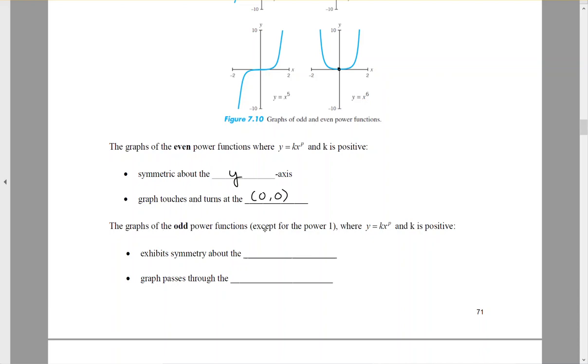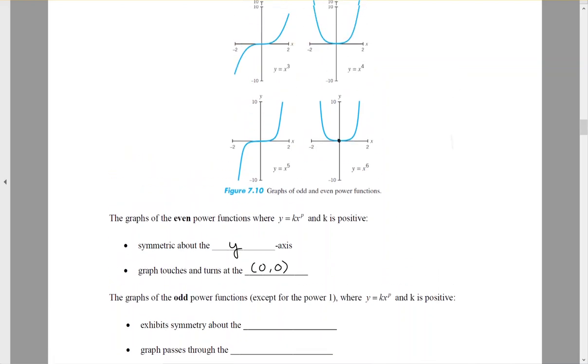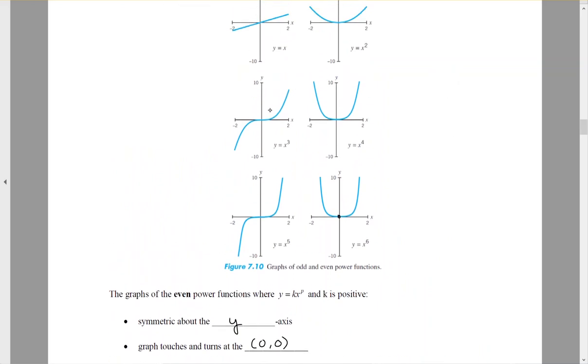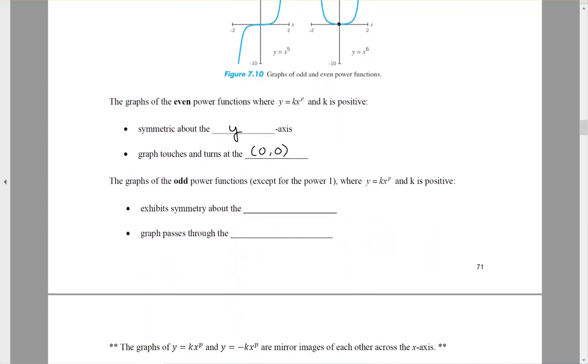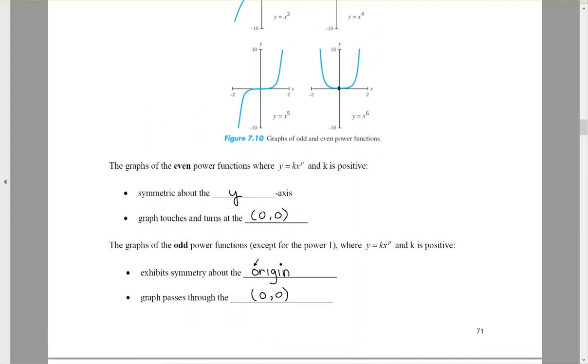The graph of odd-powered functions, except for power 1, where y equals kx to the p, and k is positive, exhibits something. When we take a look at these, notice opposite quadrants have the same pictures in them. So when opposite quadrants have the same picture, we say that it exhibits origin symmetry, or symmetry about the origin. So again, notice the O's go together: opposite quadrants, origin. The graph passes through the point 0, 0. It actually will cut through that point as opposed to touch and turn.